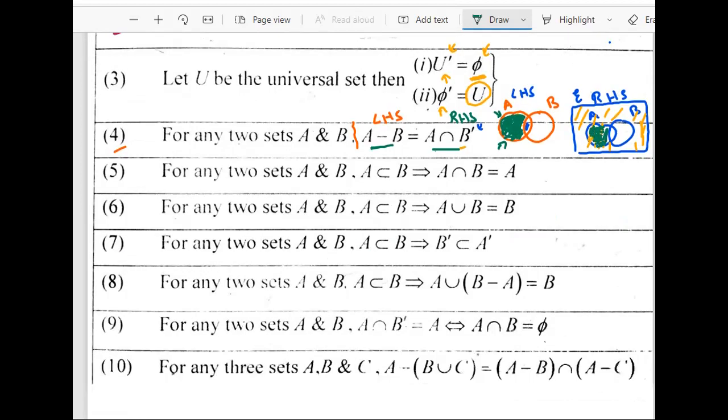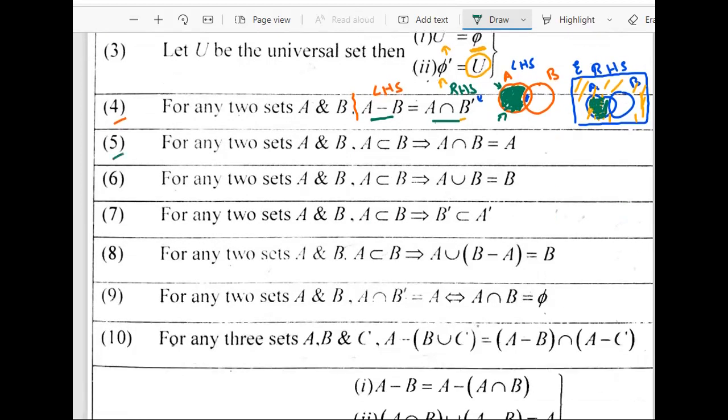Okay, so let's talk about the fifth one. For any two sets A and B, this basically means if A is a subset of B, then this implies A intersection B equals A. Now, think about it yourself and tell me if you are able to understand it or not. What is A subset of B? How would you write it down? That A would be in B, and then think about it and see if things make sense to you or not.